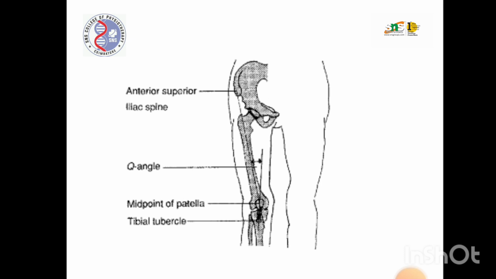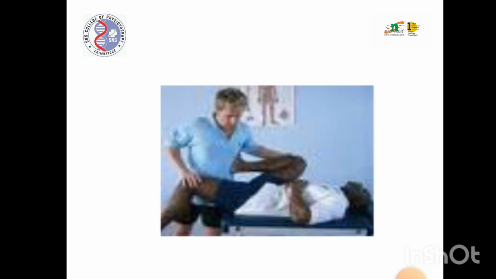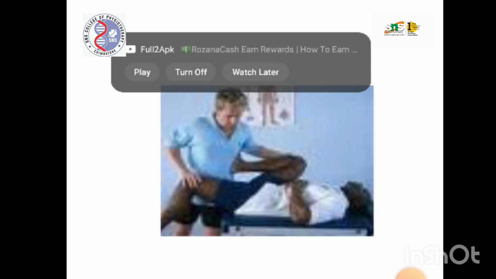In most poliomyelitis cases, the Q angle is reduced. Another common combination is that the hip flexor muscles are also tight in the poliomyelitis patient. One is hip flexor muscle tightness and the quadriceps muscle also has weakness. So these two groups of muscles are commonly affected in poliomyelitis cases.